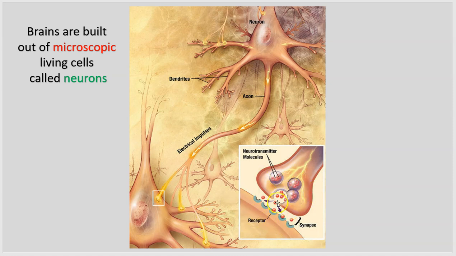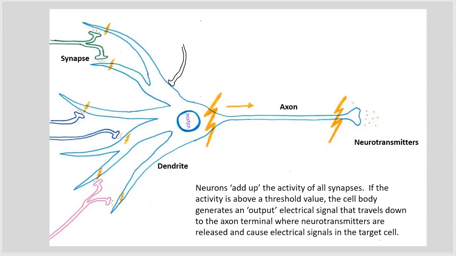Chemicals are released called neurotransmitters, and these chemicals are like keys. They bind to these receptor proteins and they unlock them, as it were. A channel will open up and charged particles called ions will rush into the target cell, and that creates an electrical signal in the target cell.